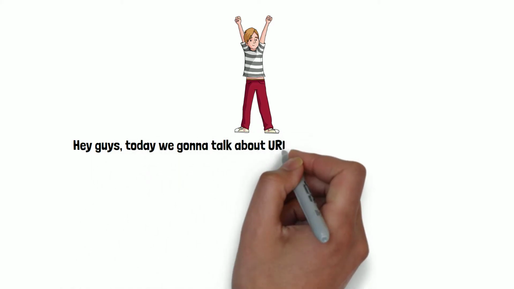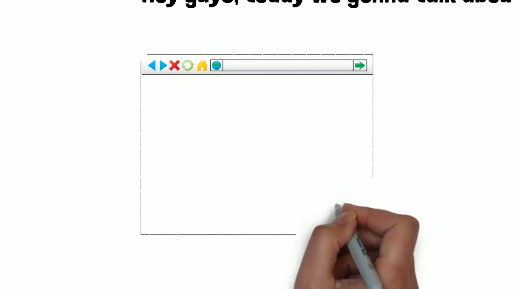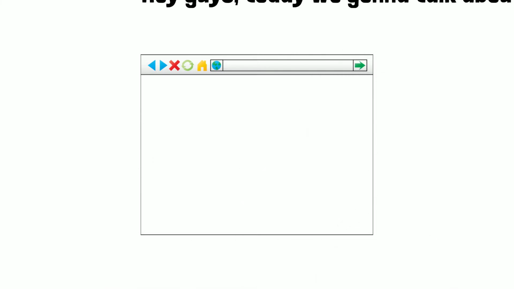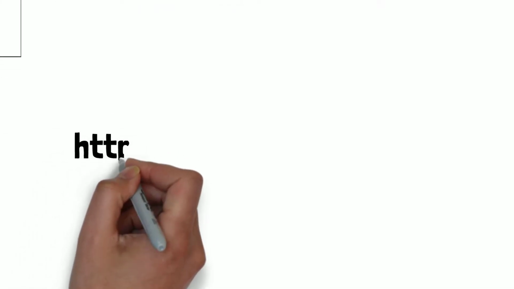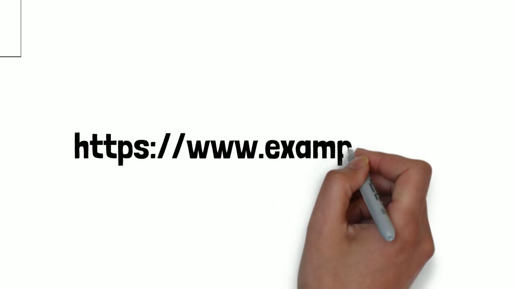Hey guys, today we're going to talk about URL, or Uniform Resource Locator. Whenever you visit a web page, you encounter the address of the page. For example, take https://www.example.com. Now, we divide this URL into three parts.